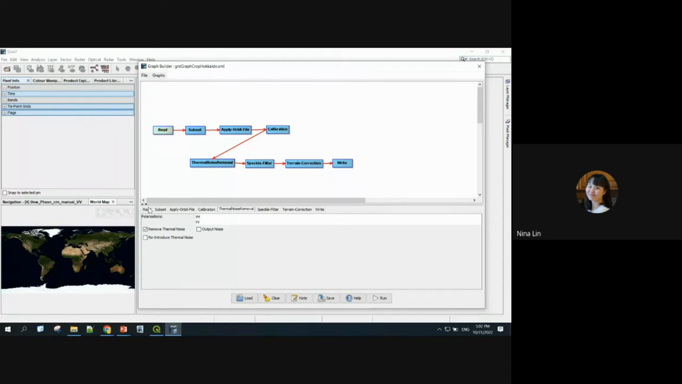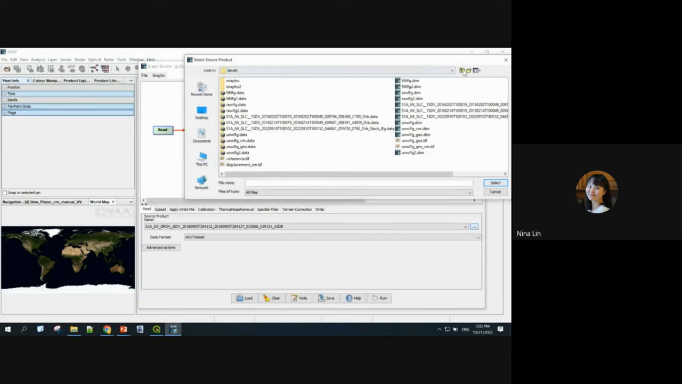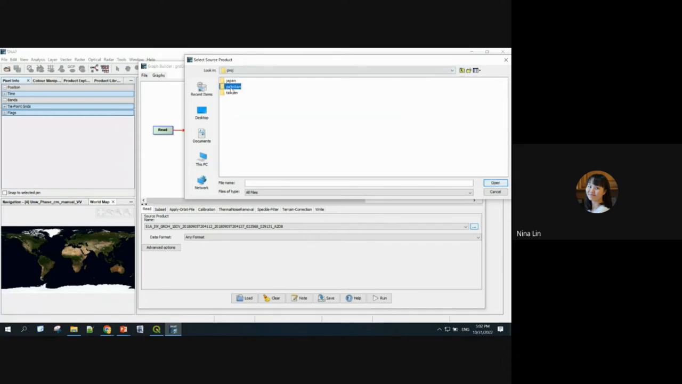Start from the Read. This one, we would like to read the Pakistan data. I have downloaded two images: one from the end of August, and one from early January. By comparing these two, it's easier for you to visualize the extent of the flood. Let me process the earlier, pre-event image first.